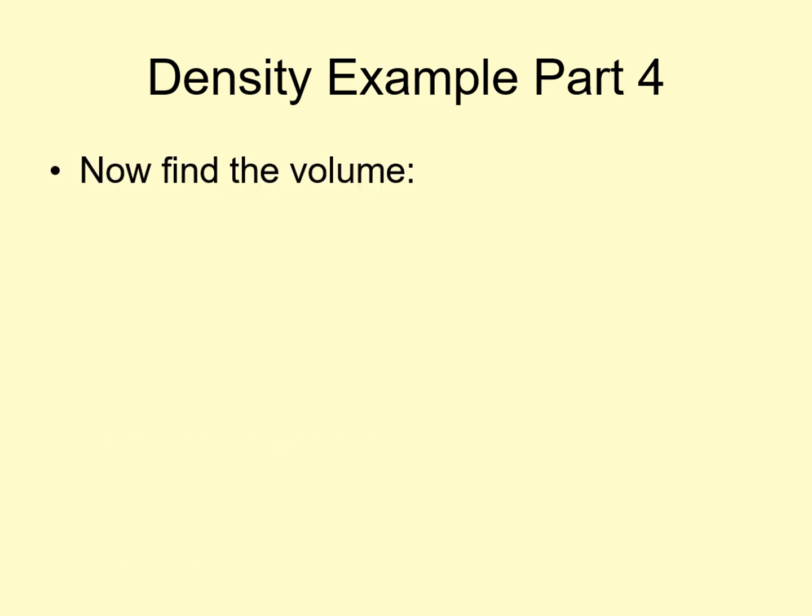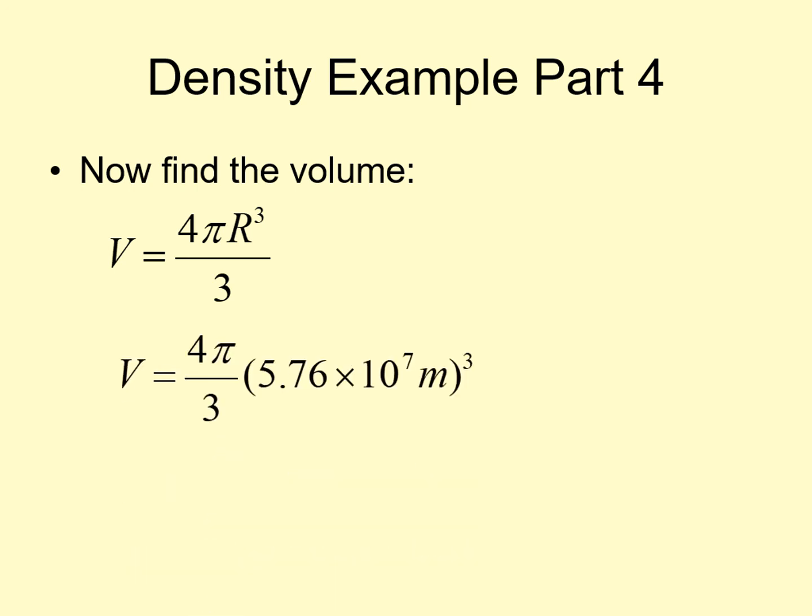Now let's find the volume of Saturn. We start with the volume equation we've already seen. Then we write it all down again, but this time with the value of the radius filled in. Notice that I've included the units. In the next step, we'll cube the radius. Notice that the units get cubed as well. The radius cubed is 1.91 times 10 to the 23rd meters cubed.